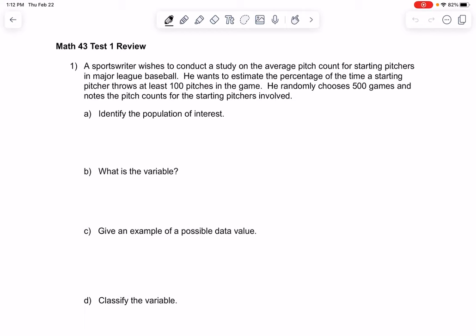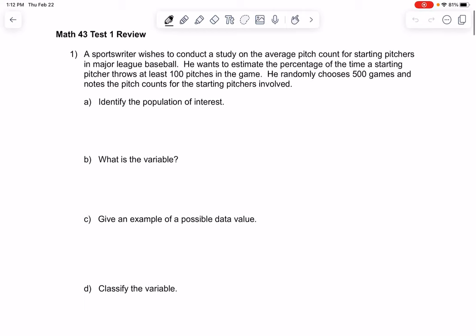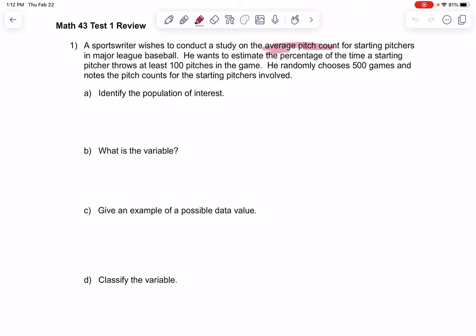Okay, let's do the solutions for the practice for test one. So we have a sports writer who wishes to conduct a study on average pitch counts. I'm going to highlight things that stand out to me for starting pitchers in Major League Baseball. He wants to estimate the percentage of time a starting pitcher throws at least 100 pitches in the game.